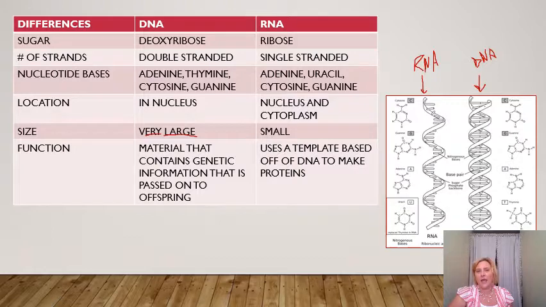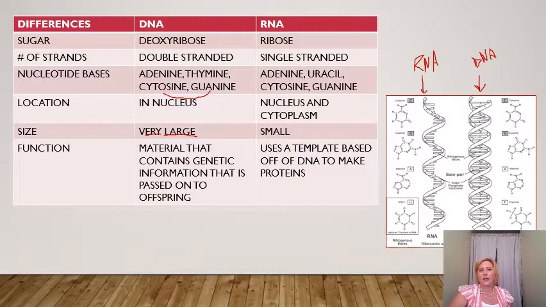So in DNA, the bases that are used are adenine, thymine, cytosine, and guanine. Okay, and they're paired. So adenine is always going to pair up with thymine, and thymine is always going to pair up with adenine. Cytosine will always pair up with guanine, and guanine will always pair up with cytosine.